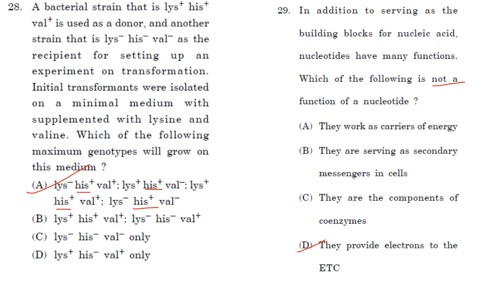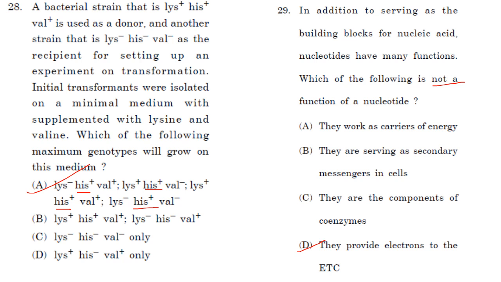A bacterial strain that is lysine plus histidine plus valine plus is used as a donor, and another strain lysine minus histidine minus valine minus as the recipient for setting up an experiment on transformation. Initial transformants were isolated on minimal medium supplemented with lysine and valine. So they have not supplemented histidine to the minimal medium. Which of the following maximum genotypes will grow on this medium?